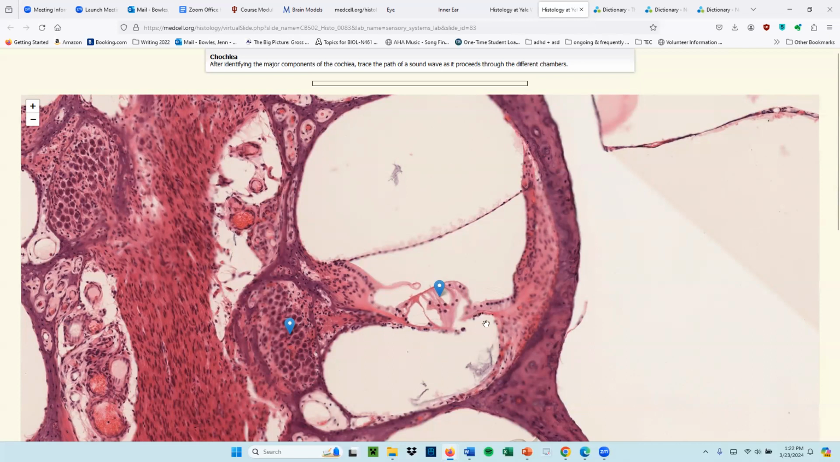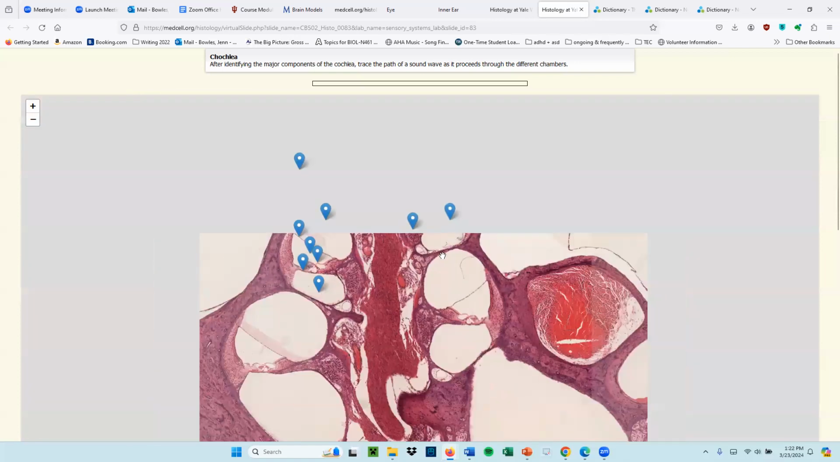So those are some tricky words. I would spend some time working on spelling them out, making sure you have them locked in. Sometimes people get tripped up by that Latin, scala, vestibuli, these weird words that we don't use anywhere else. But that is the main stuff to look for within that inner ear.